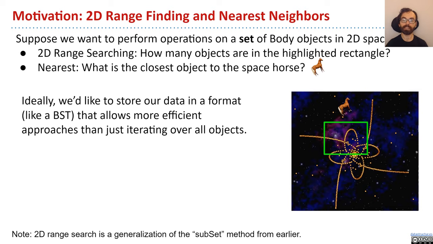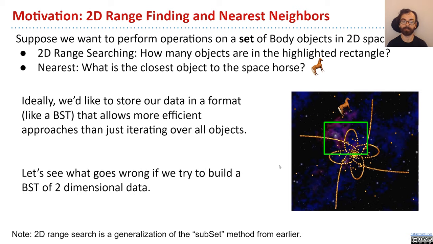Ideally, we'd like to store all of this data in some kind of format, like a binary search tree or something else, that allows more efficient approaches than just iterating over all the objects. That is, to find the nearest object to the space horse, we don't want to have to look at this point and this point and this point and this point and this point and this point and this point, just like we saw earlier. If we want to find the smallest item in a set of numbers, and we have it stored in a binary search tree, we can avoid looking at most of the numbers. So we want to do something similar to that now in this two-dimensional space.